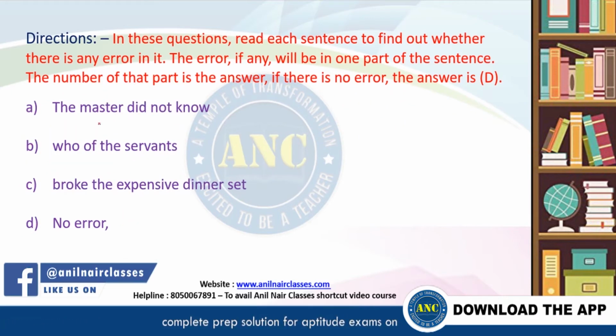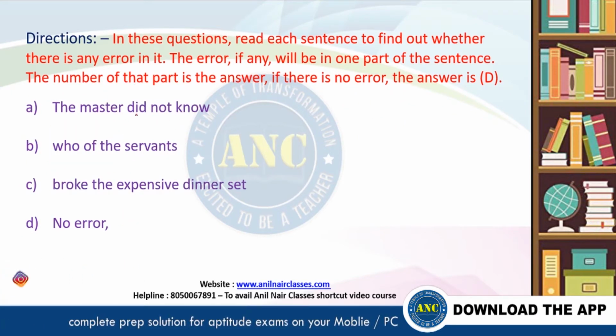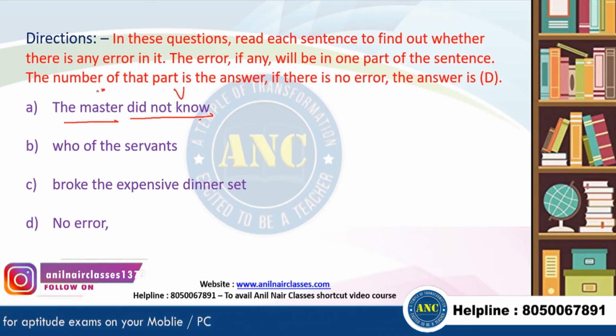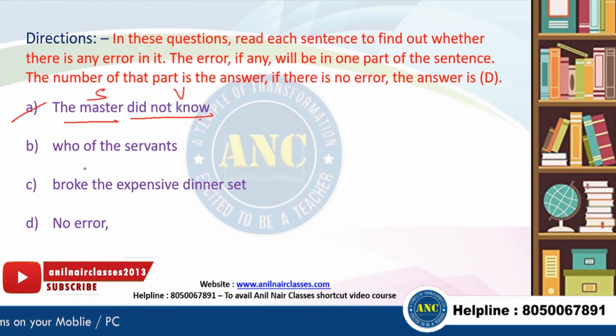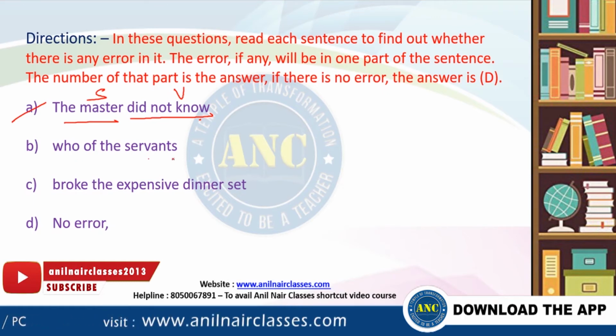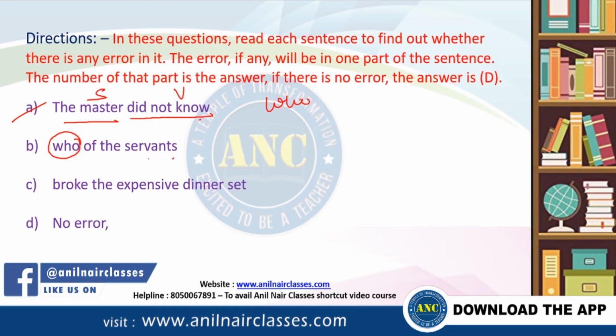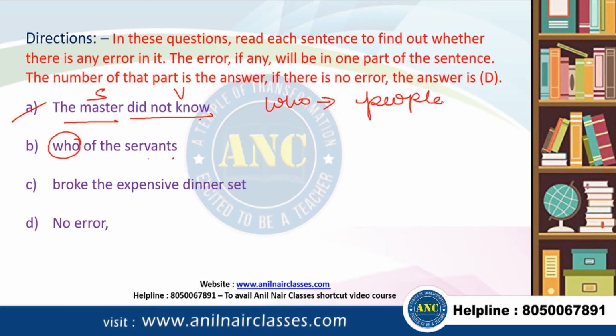Next question. The master did not know. So did not know is the verb. Who did not know? Master. Master is the subject. Subject verb agreement is there. Who of the servant? Who refers to people? Who is a relative pronoun? Who refers to people. That is fine.